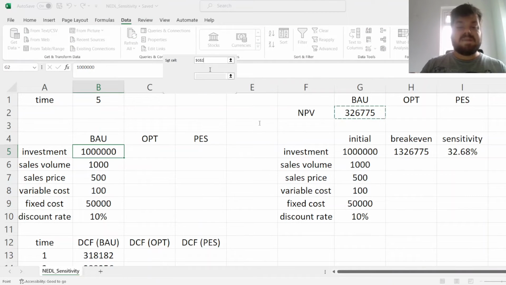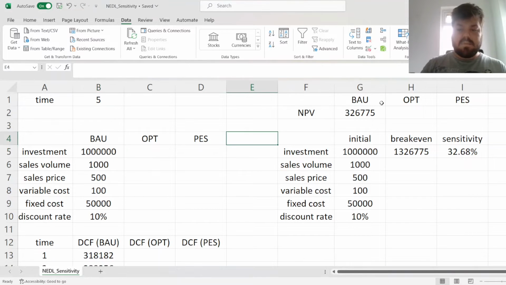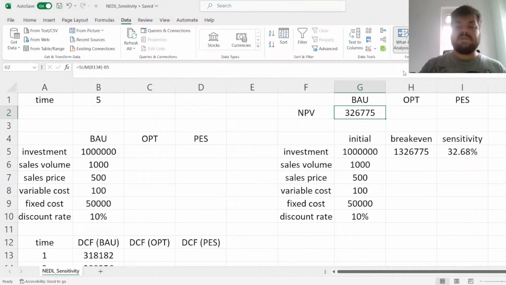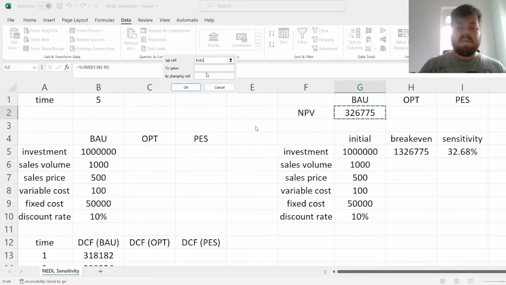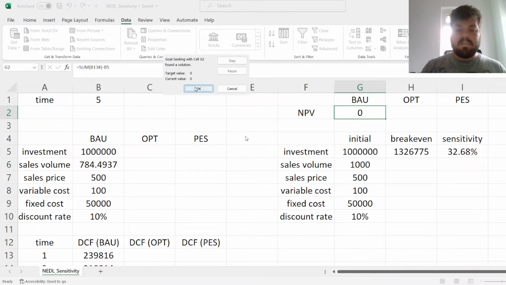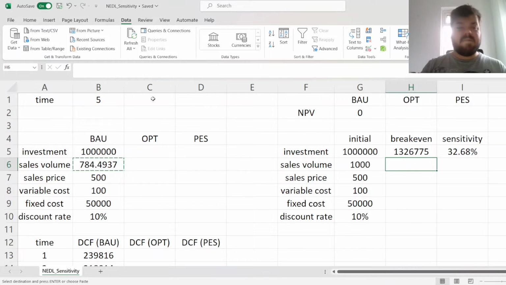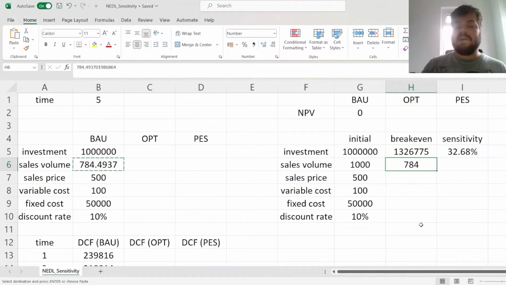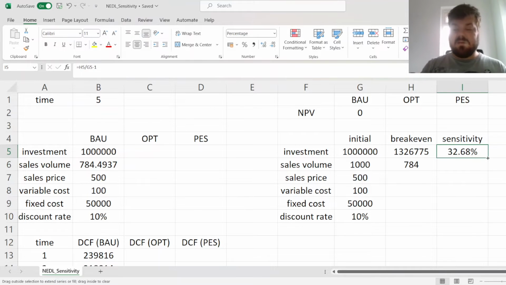Now for our second assumption, which is sales volume. We press OK, and it calculates our break-even sales volume as 784, which means if we drag the sensitivity equation down, that sales volume can reduce by 21.55% before our project becomes unprofitable.